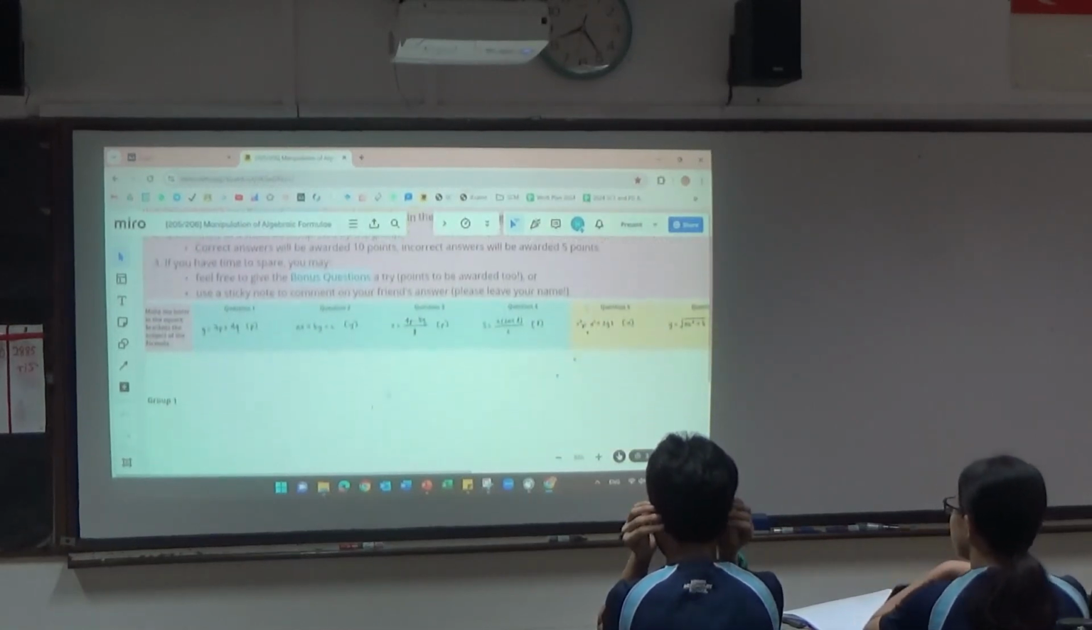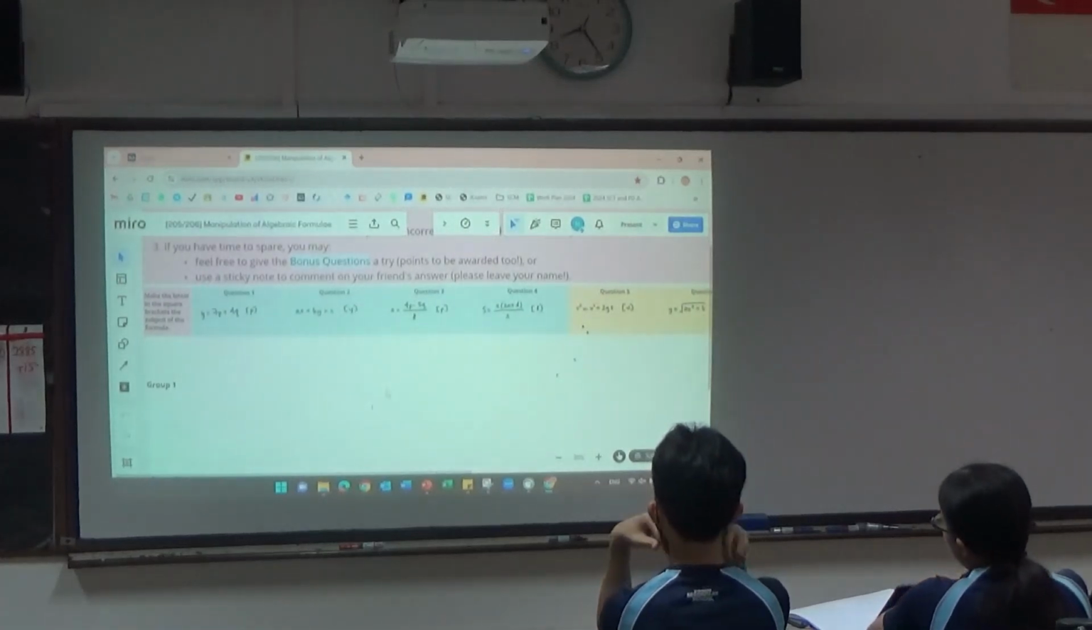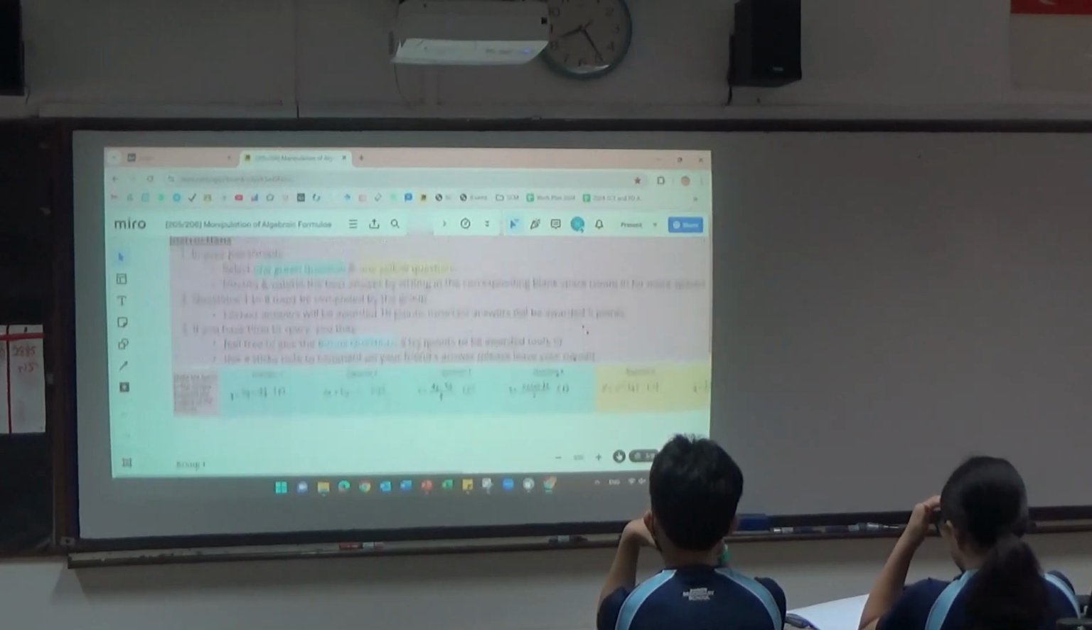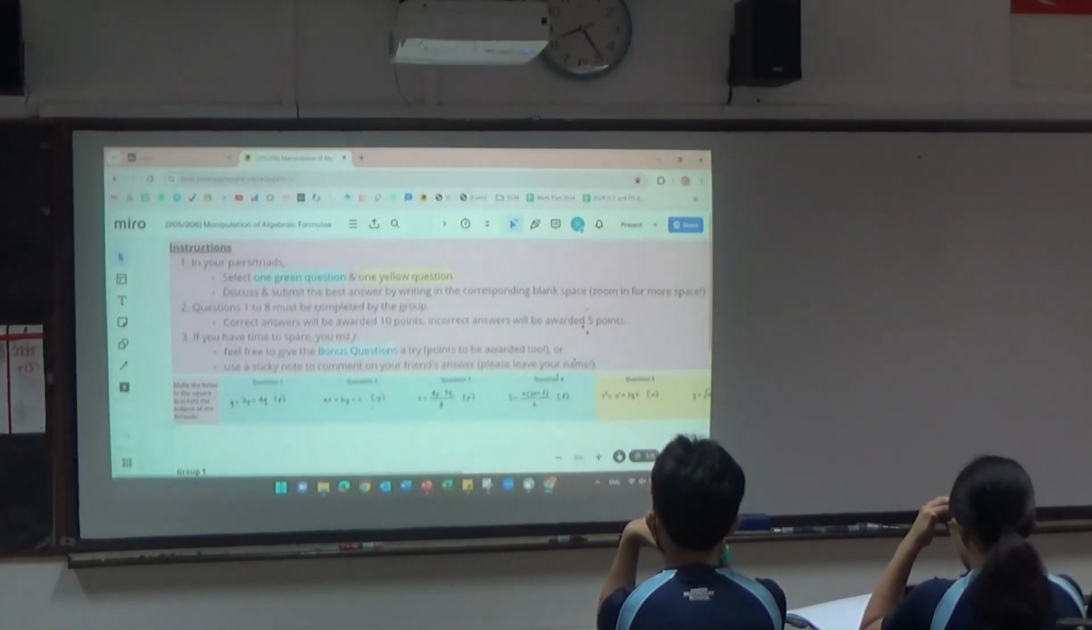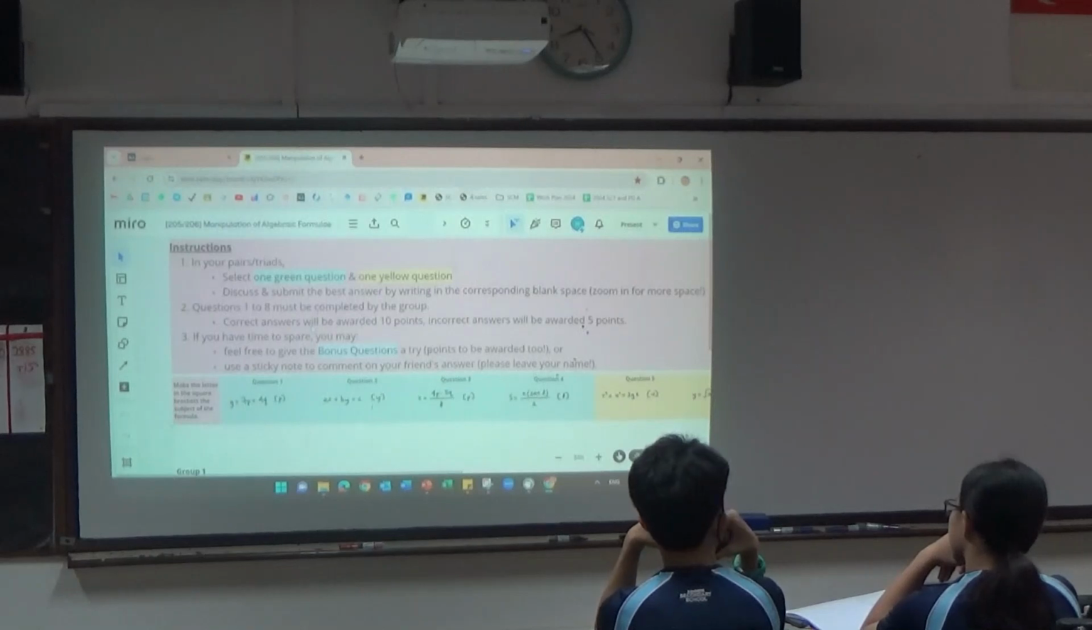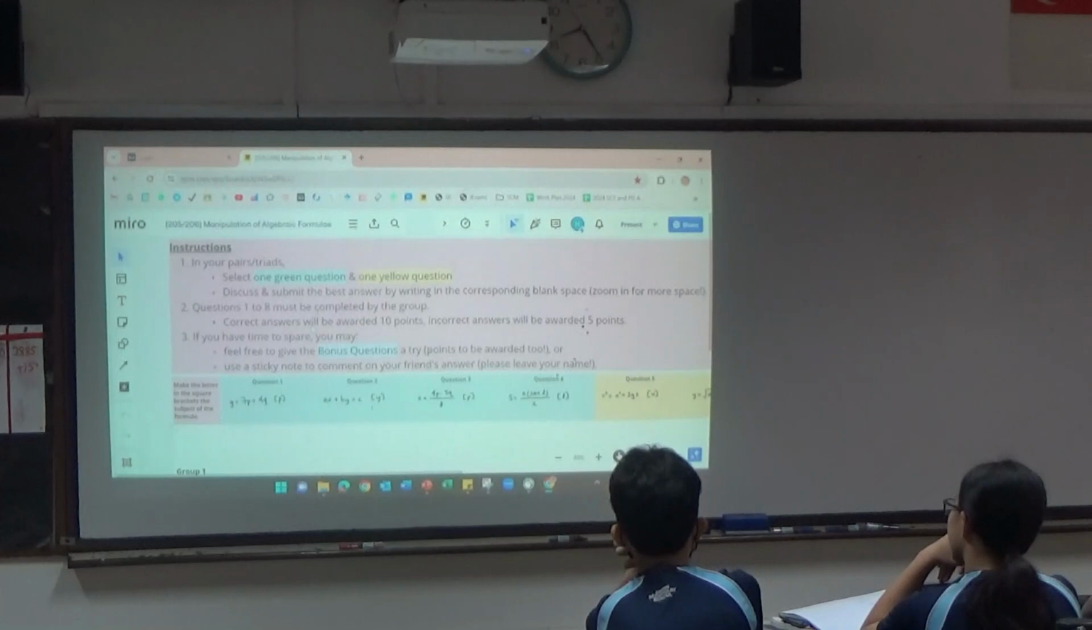So you see that there are plenty of questions. Select one green and one yellow. Okay? Any combination will do. However, all 8 questions must be completed by the entire group. Okay? So there are 4 rows over here. So there are 8 questions, 4 sets of questions that need to be completed.